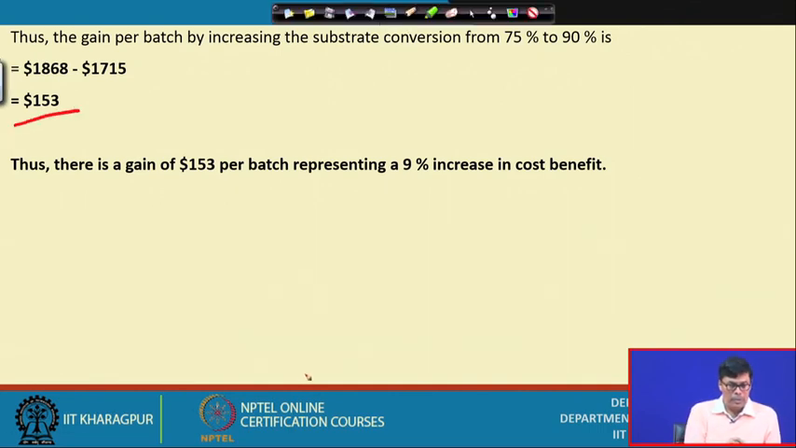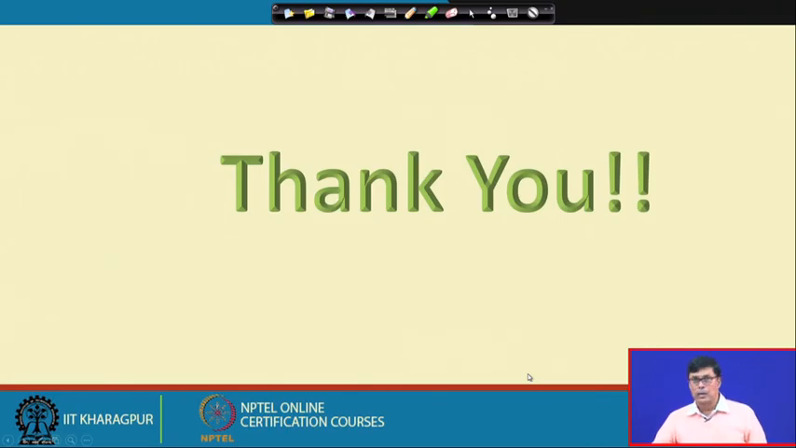So, the gain per batch by increasing the substrate conversion is $153. So, the gain from the 9% increase is the gross benefit that we observe, because this is how we can analyze the process and find out the economic viability of the process. So, this is a very interesting problem, through which we can find out how much profit we are going to get by increasing the conversion efficiency. In some cases, not necessarily all cases, your profit will increase; in some cases the profit will also decrease. So, in that case we prefer to maintain our conversion efficiency a little bit lower.